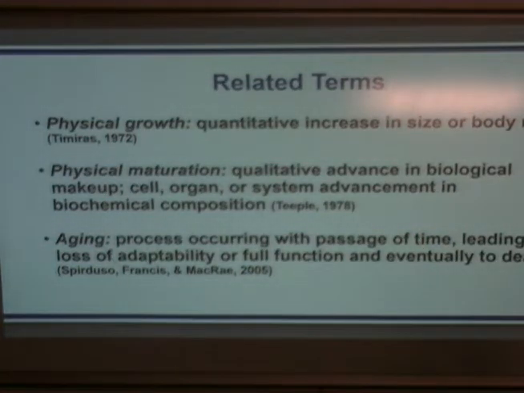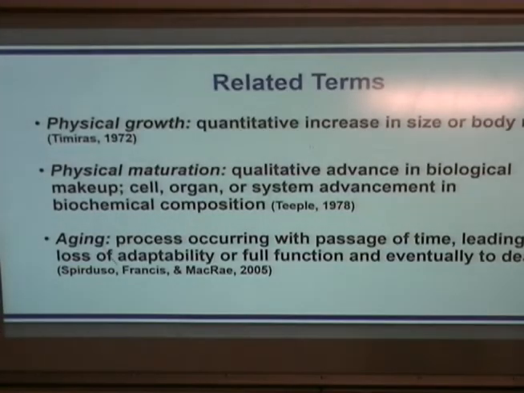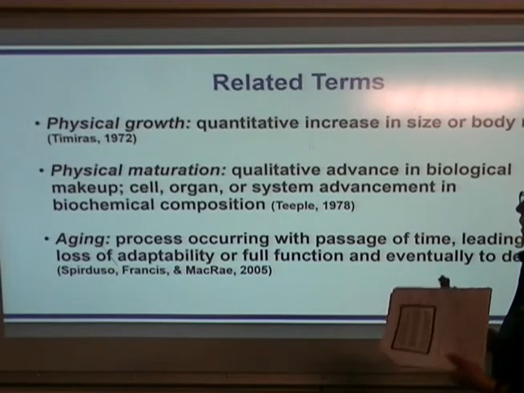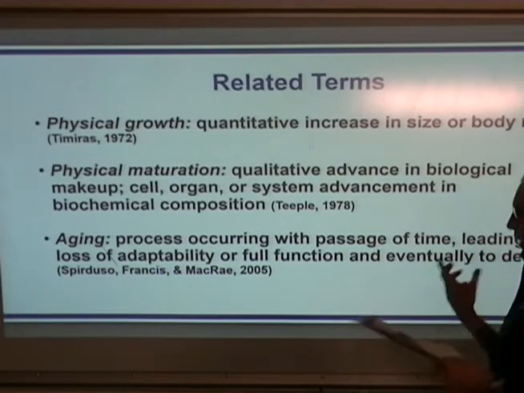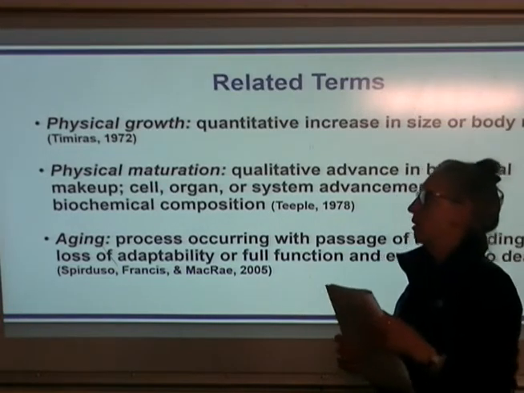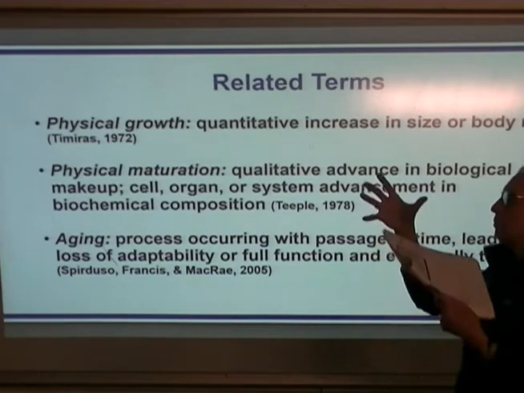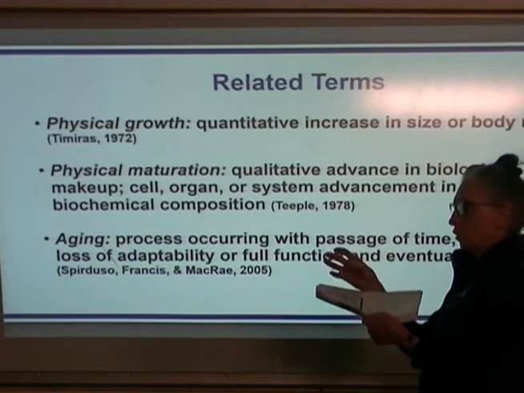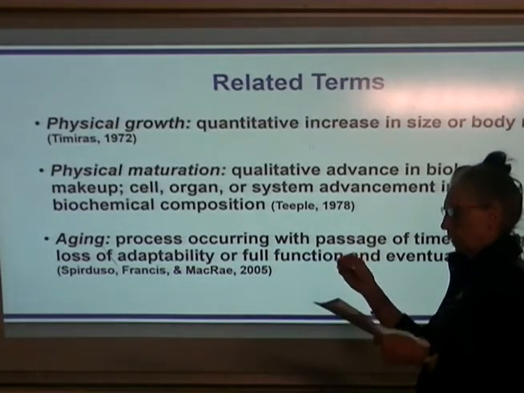Maturation is qualitative, so it's more subtle, right? What's the optimum functioning for the digestive system? What's the optimum functioning for the muscular system? All right, so maturation is looking at what point a particular system meets optimal functioning, adult level functioning, okay?